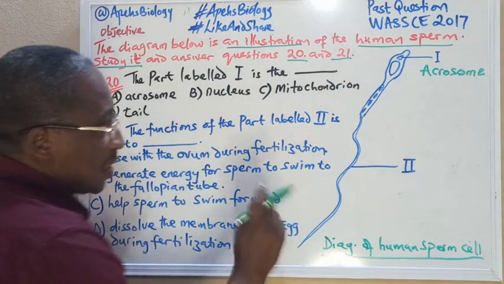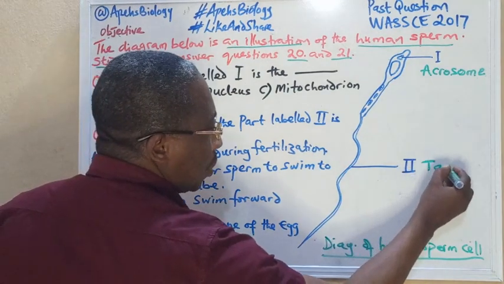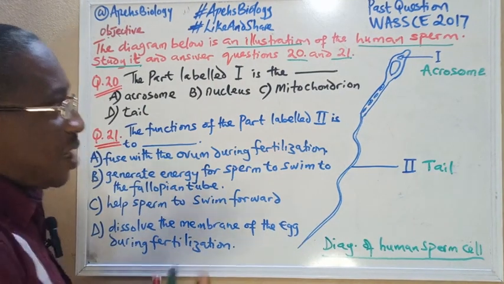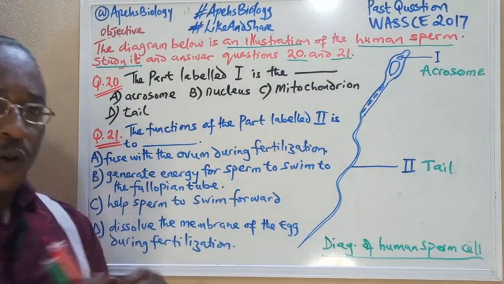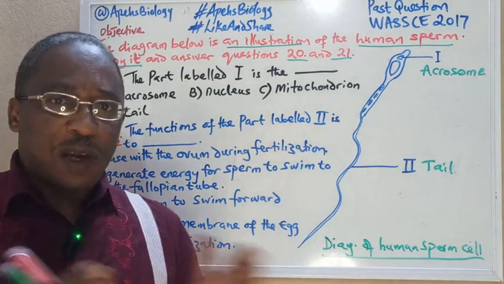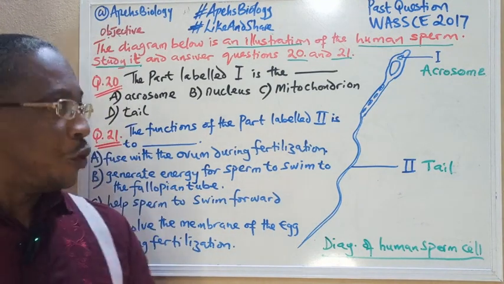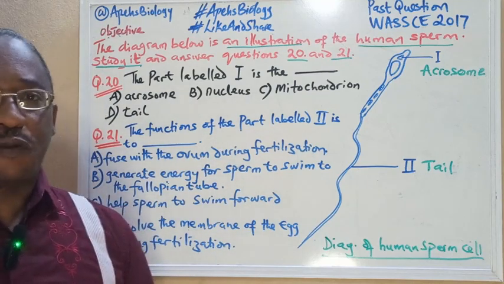The second part, labeled number 2, is the tail. So I only presented two labeled parts in this drawing, the acrosome and the tail. But if you go to my video on the human sperm cell on my YouTube channel, you will see that I labeled the different parts of the sperm cell and their specific functions.